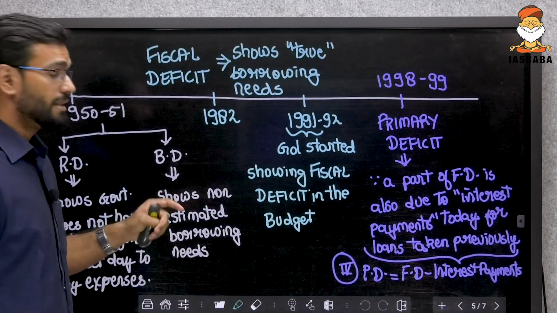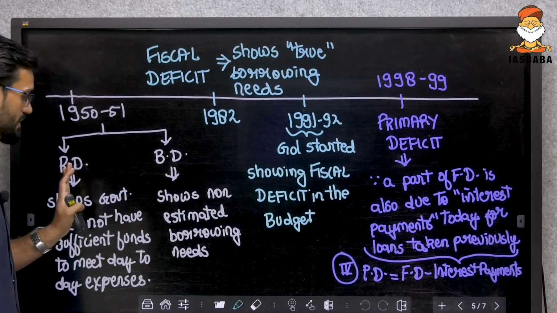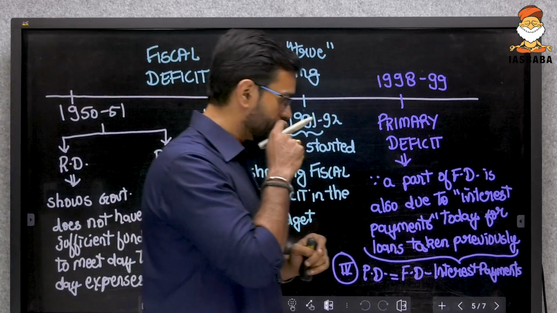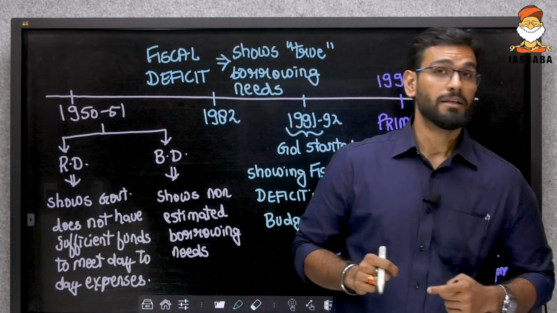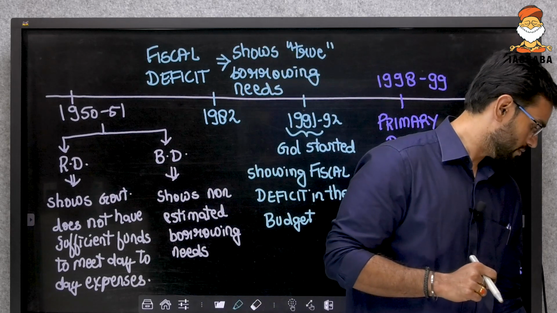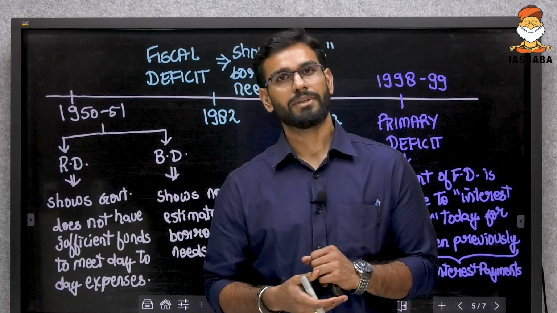So let's summarize. 1950-51 revenue deficit and budget deficit. What does revenue deficit show? It shows that the government does not have sufficient funds to meet day-to-day expenses.